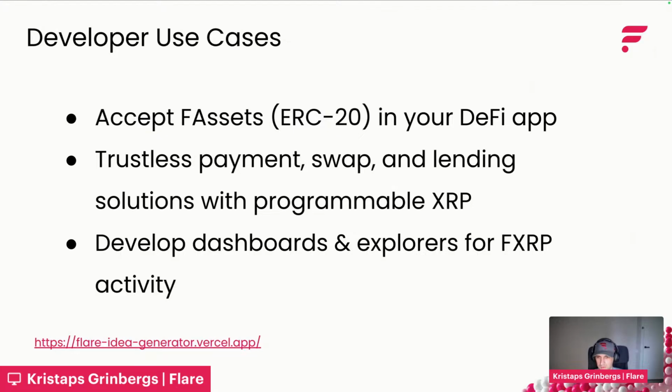And some ideas that you can build on top of FAssets are infrastructure, like dashboards, checking what's happening on XRP, on FAssets, or with other asset classes. That is also very important, and it can benefit the ecosystem. And on a funny note, we have this Flare idea generator. My colleague Victor created this app that generates ideas for what you can build on Flare. That is one funny thing you can check out.